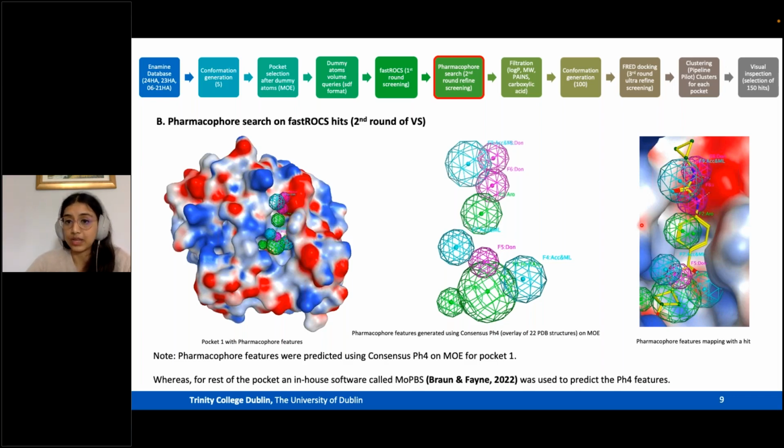But for the rest of the pockets, as we did not have any actives at those binding pockets, we used an in-house software called MoPBS, which was used to generate the pharmacophore features. Again, you can see here how well this hit maps with the pharmacophore features. So now the hit list that we have fulfills not only the FastROCS volume query, but also the pharmacophore features.